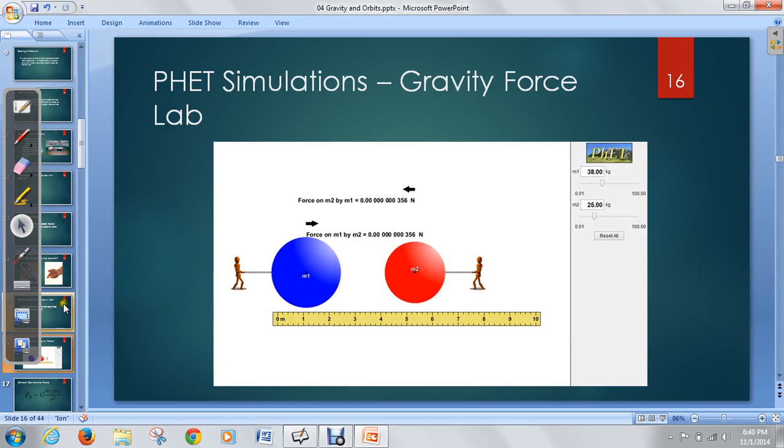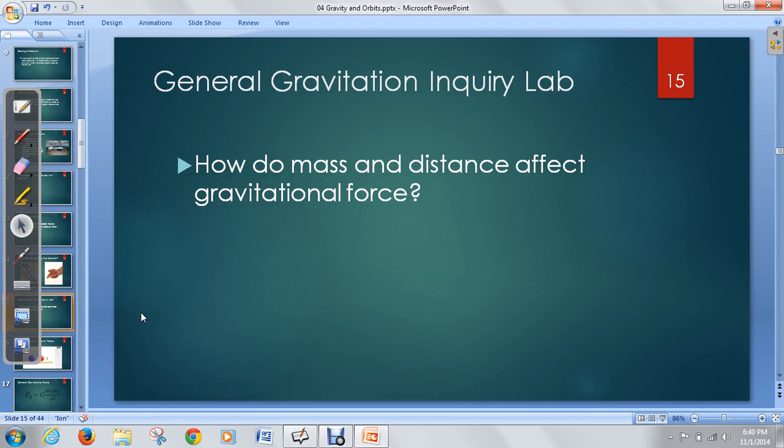So in class we did this gravity force lab. We asked, how do mass and distance affect the gravitational force? Hopefully you had a chance to do that online if you didn't already. But what we learned is that mass is proportional to the gravitational force, and distance is inversely proportional. So as mass goes up, the force goes up. As distance goes up, the force goes down.